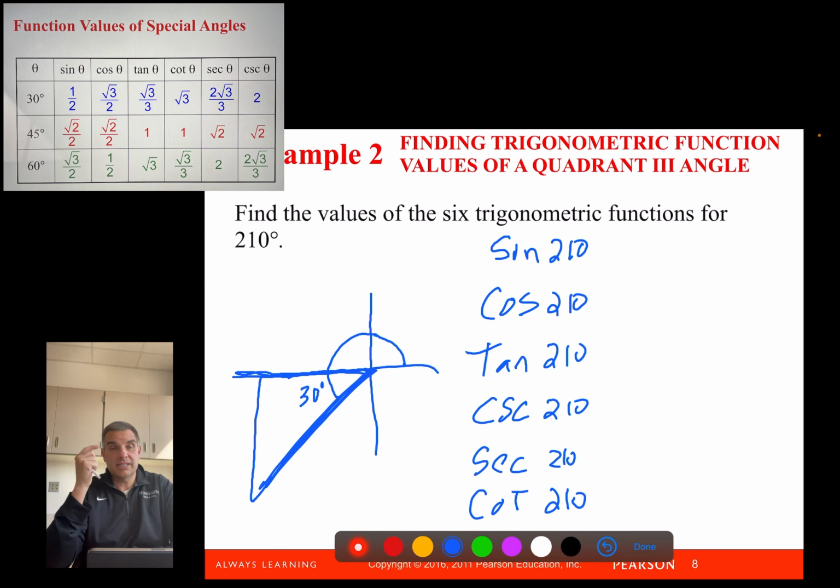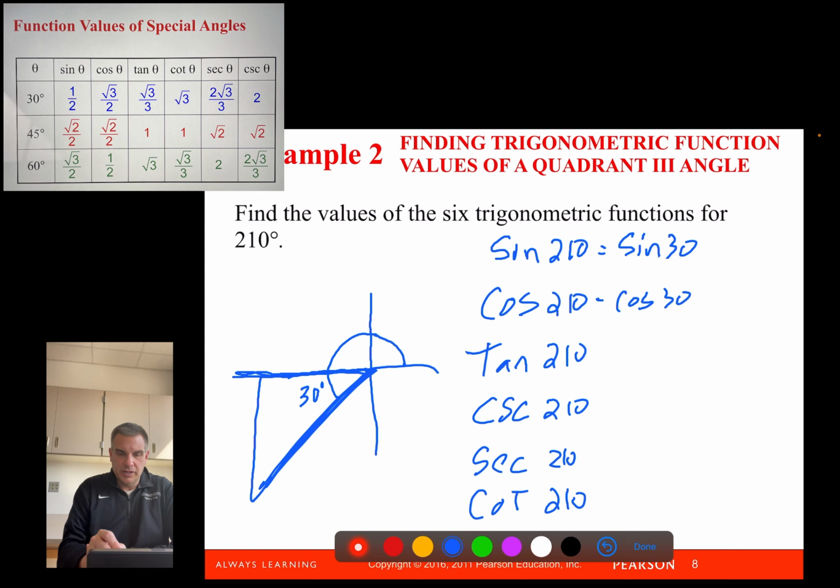Now, these are going to be the same exact thing as if we did it for the 30 degree angle, because that's our reference angle. So the sine ratio is going to be the same. The only thing that's going to be different is if it's going to be positive or negative. And we'll talk about that in just a minute. So we're going to treat this as if it was equivalent to the sine of 30 degrees, the cosine of 30 degrees, the tangent of 30 degrees, the cosecant of 30 degrees, the secant of 30 degrees, and the cotangent of 30 degrees.